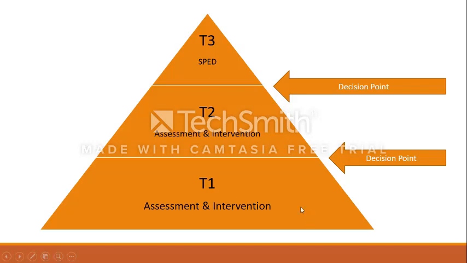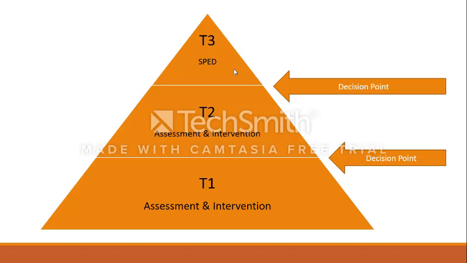Sometimes there are three levels wherein you have tier one, which tends to be global, tier two that tends to be targeted to small groups, and tier three that tends to be individualized. There are other ways of doing this, but that's kind of how the tiers work in a multi-tiered system of support.